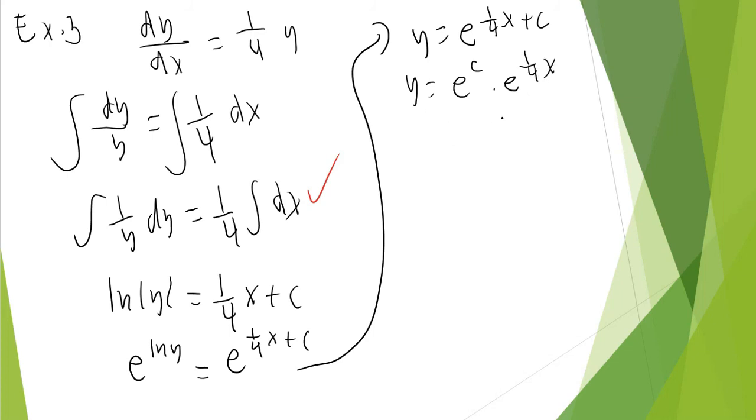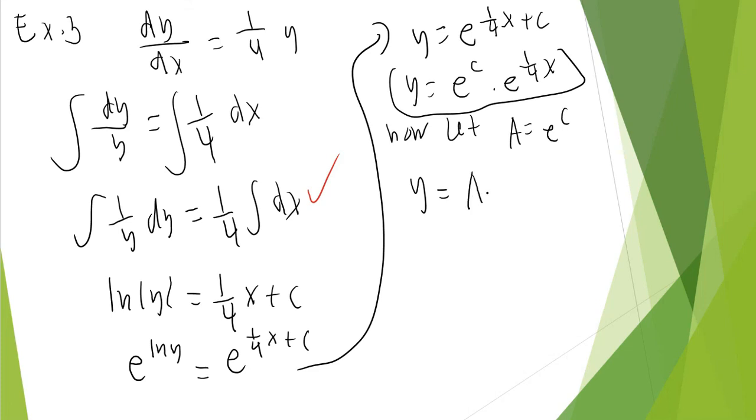Now, we let A, big A, be the positive constant e raised to C. So, therefore, the answer is y. We replace e raised to C by A, so y is equal to A times e raised to 1/4 x, where this A is any real number.